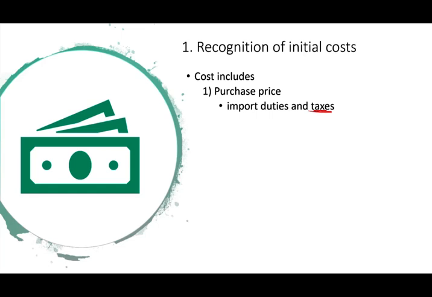So practically all costs needed for an asset to perform as intended. Any cost you need to incur to get this asset ready for its intended use, whatever that intended use is, transportation, insurance while in transit, any cost you have to include as part of your cost.